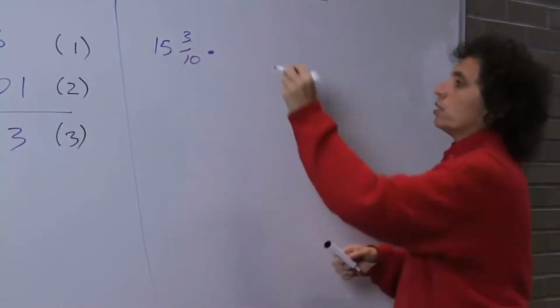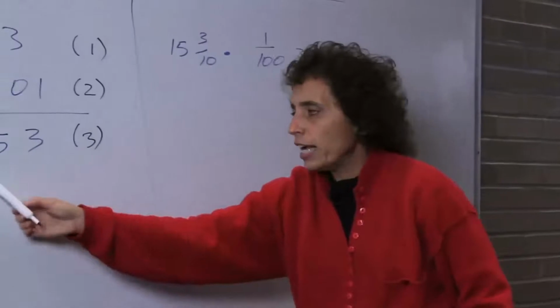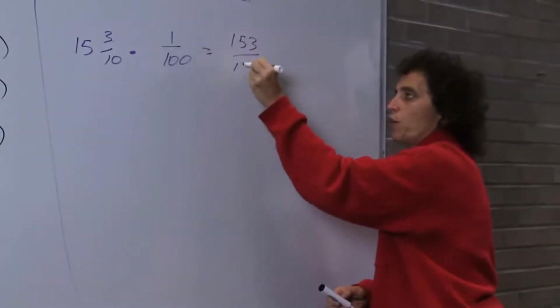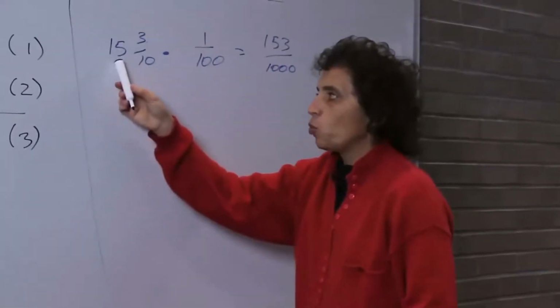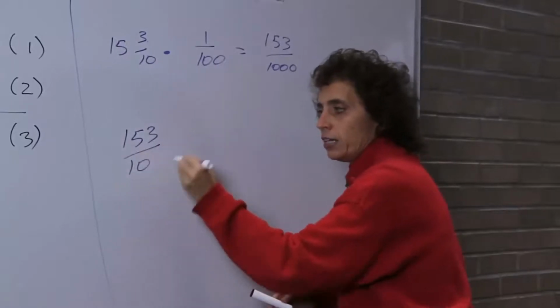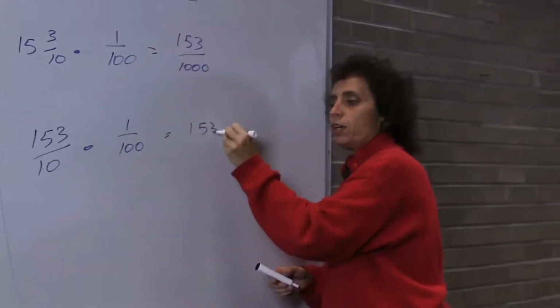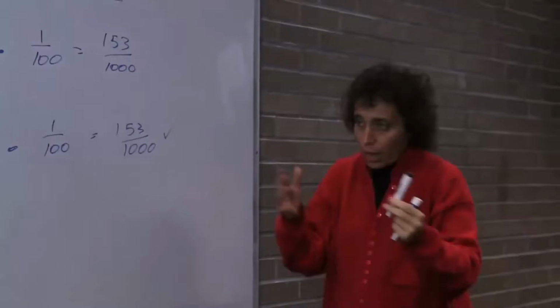times 1 over 100. Look what my answer is, 10 hundredths thousandths. So I'm thinking my answer should be 153 over 1,000 if we did this right. You ready? 10 times 15 is 150, plus 3 is 153 over 10, times 1 over 100 is 153. Oh yeah, awesome. So now we know how to do it.